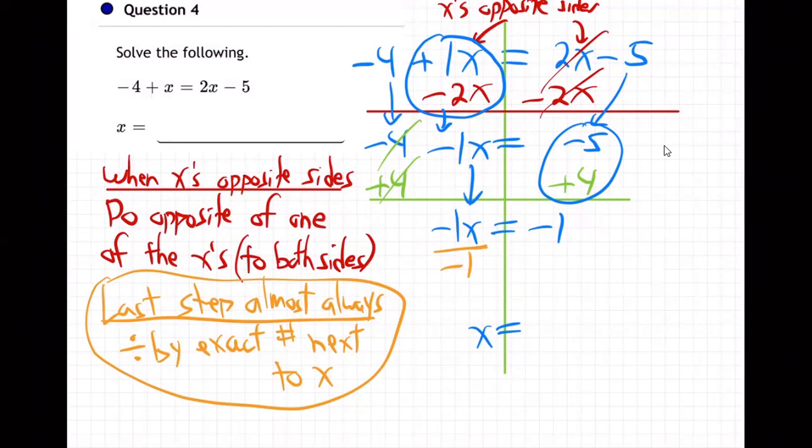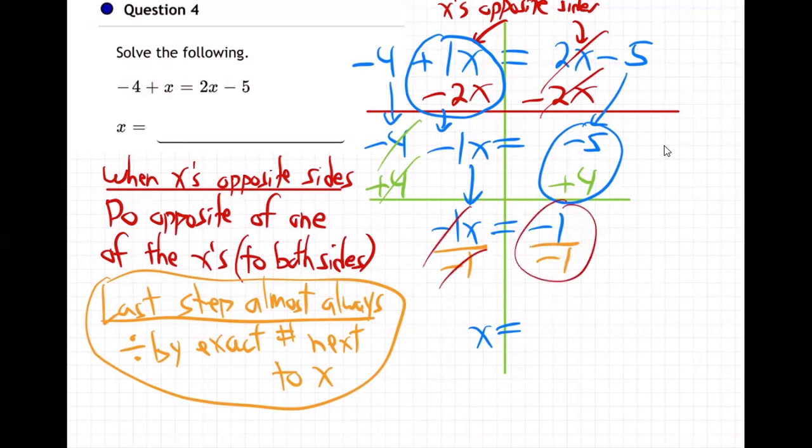And whatever you do to one side, you have no choice but to do the same thing to the other to keep the balance, keep them equal. Right? That's the last step, is almost always dividing by the exact identical twin that's next to x. Remember, you're dividing. You're not adding, subtracting. We're not saying minus 1 and minus 1 is minus 2. No, this is not adding, subtracting. This is dividing. So these cancel. Excellent.